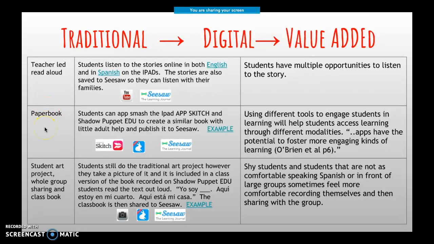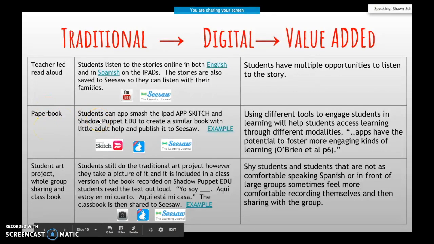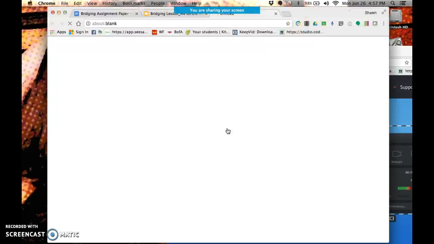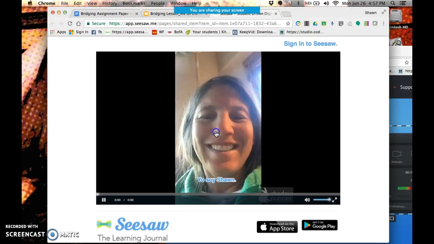Originally, we started with a paper book, and we decided to add this Sketch app and Shadow Puppet EDU to create a similar book with little adult help and publish it to Seesaw. So here's an example of how that works.